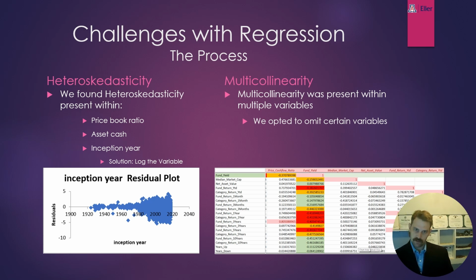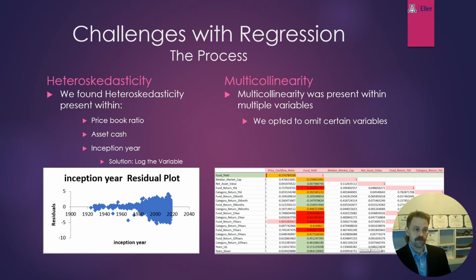We did encounter some challenges with our regression testing. For instance, our first regression analysis showed us that there was a lot of heteroscedasticity occurring within our model. For example, I have an image of a residual plot that we got for inception year, and you can definitely see that it is suffering from heteroscedasticity. You can see that funnel there. We also found that heteroscedasticity afflicted price to book ratio, asset cash, and inception year. In order to remedy that, we decided to log the variables, and that yielded very good results for us.